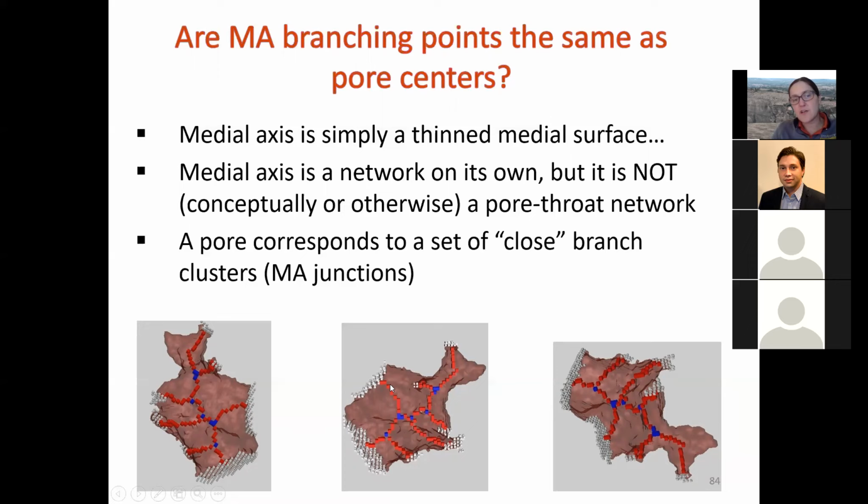And just because you started with the medial axis path as a search space, that doesn't mean that you're going to find the throat along every path. You might not find these voxels. So declaring what is a throat and finding it along every path is not a given. So that's something to be understood about these algorithms.